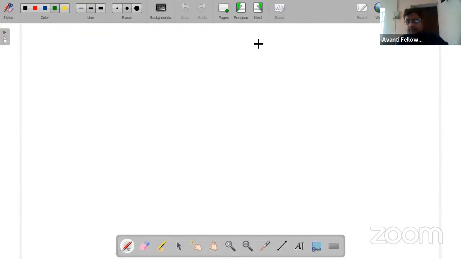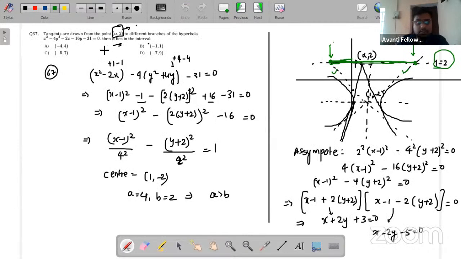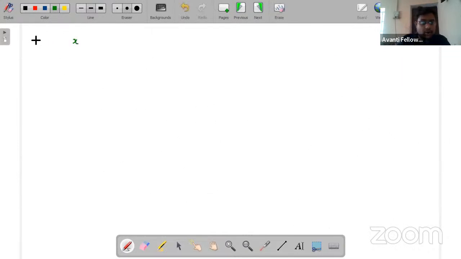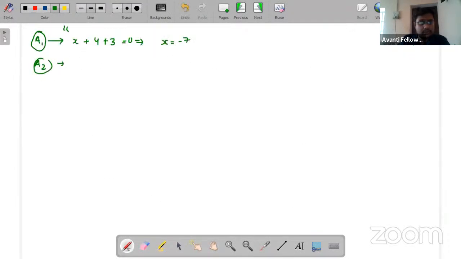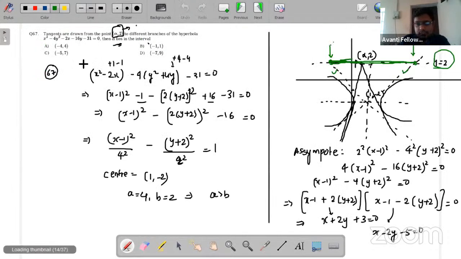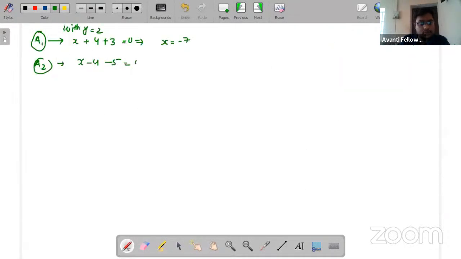Okay, so now what I'll do, I'll satisfy y equals 2 with this asymptote. On asymptote number 1, which I am taking as a1, x plus 2 into 2, 4 plus 3 equals 0. That means x equals minus 7. And for asymptote 2, we'll be satisfying with y equals 2. I'm writing here so that you can understand. On the second line, we'll be writing x minus 4 minus 5 equals 0. That means x equals 9.